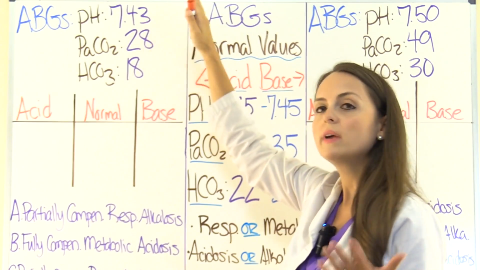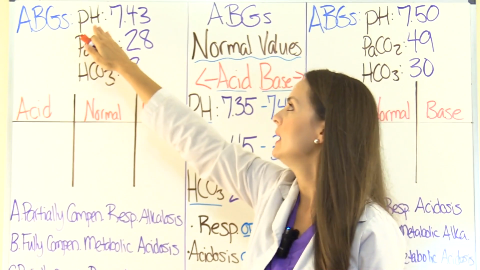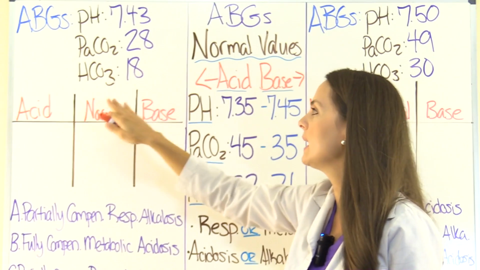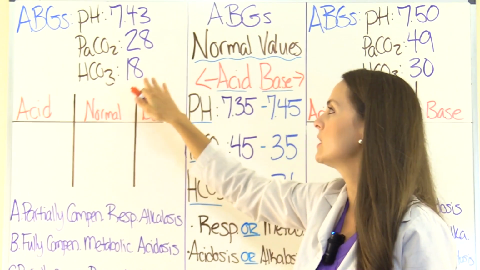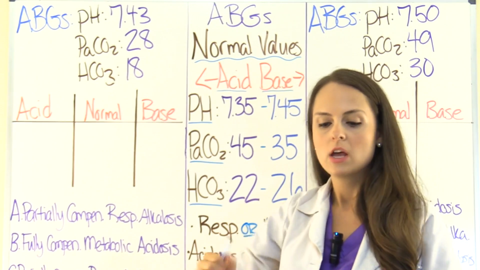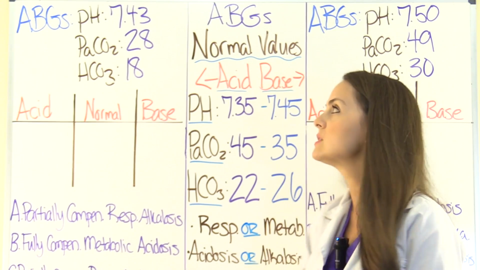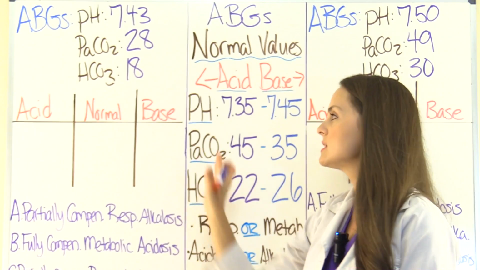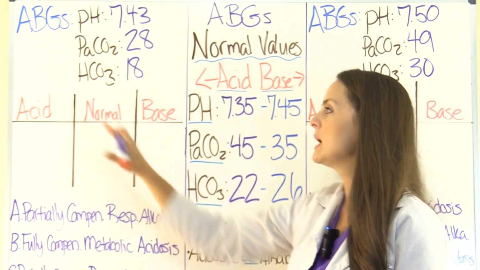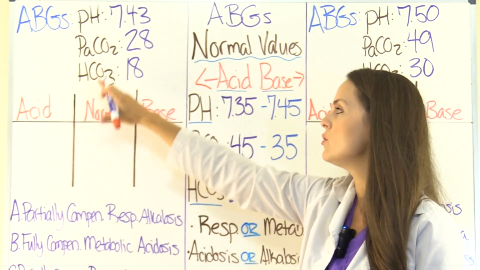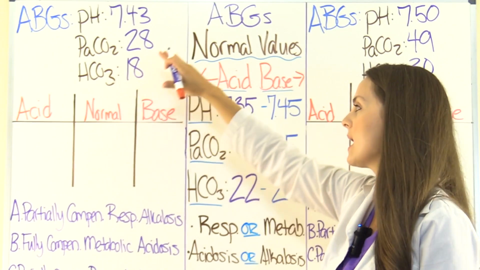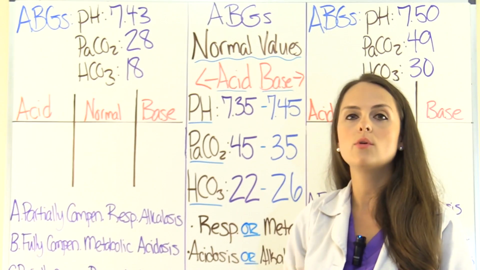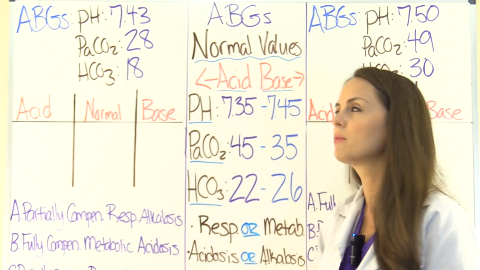So again, whenever we look at this problem, it gave us a pH of 7.43, a PaCO2 of 28, and an HCO3 of 18. So what we want to do now is analyze each result individually. And we're going to set up our tic-tac-toe. We have acids in this column, normal values in this column, and alkalotic basic values in this column. And we're looking for that tic-tac-toe, that 3 in a row.